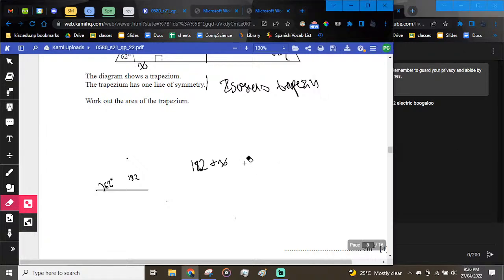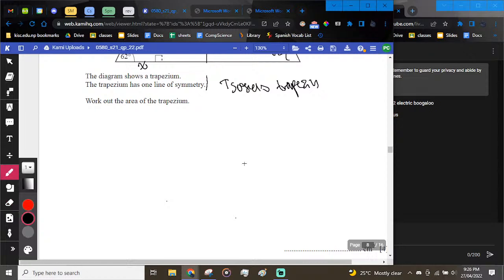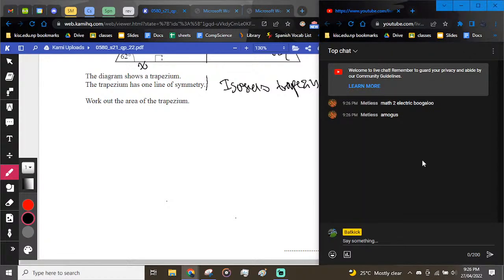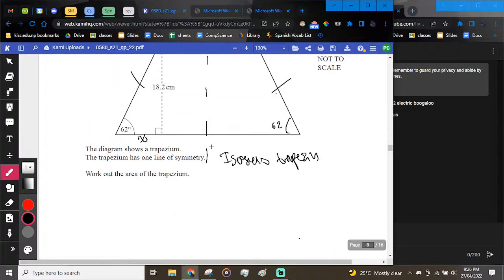Math 2 electric boogaloo. Except we're calculating the currents in the electricity this time. That's right, it is an isosceles trapezium. Well then, past chaos. Amogus. Now that we have Amogus out of the way.